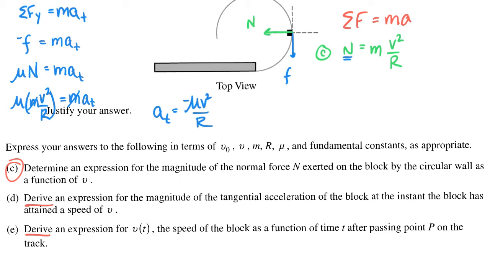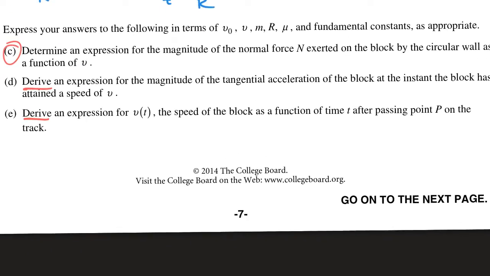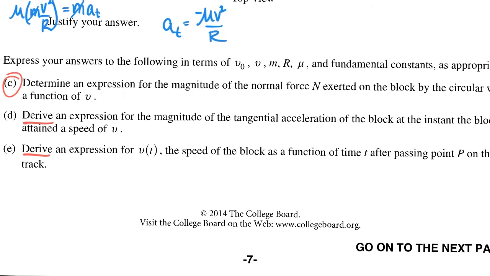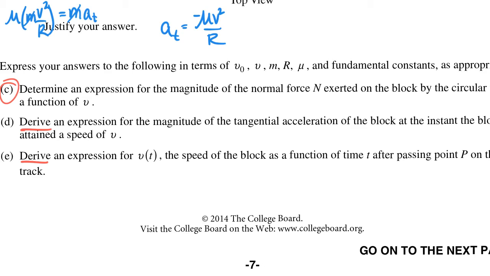Now, question E is the hard one, and one where we may or may not have enough time to finish it. But question E asks, derive an expression for the velocity as a function of time. And we have a differential equation here that we could use to figure out the velocity as a function of time. Now, I don't have room here to work on this part, so I'm going to put up a new screen. But I want to start this from knowing that the tangential acceleration equaled minus mu v squared over r.